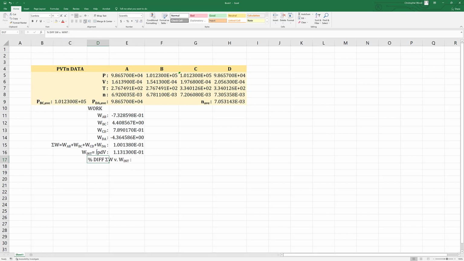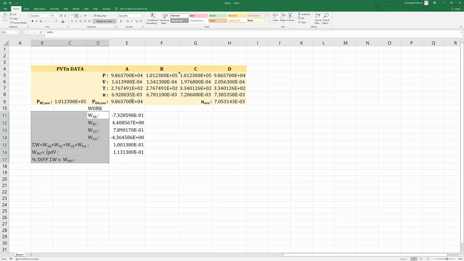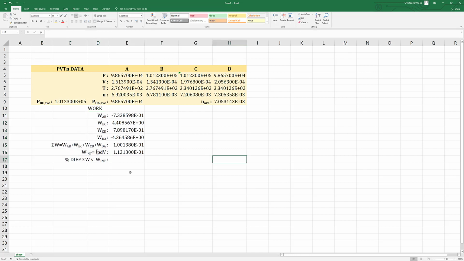Let's right justify. And just for consistency, let's merge these cells, highlight, merge center, and merge these cells. Hold down the Shift key. This is my highlighted cell. Left arrow, merge and center. And again, just another right justify to keep things consistent. Right justify. There. The % difference calculation is as follows.